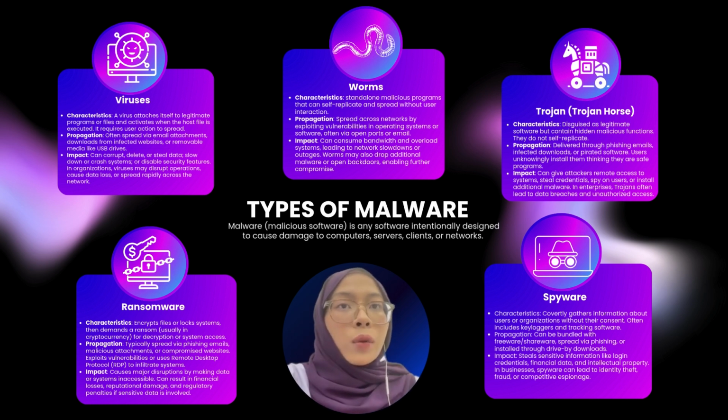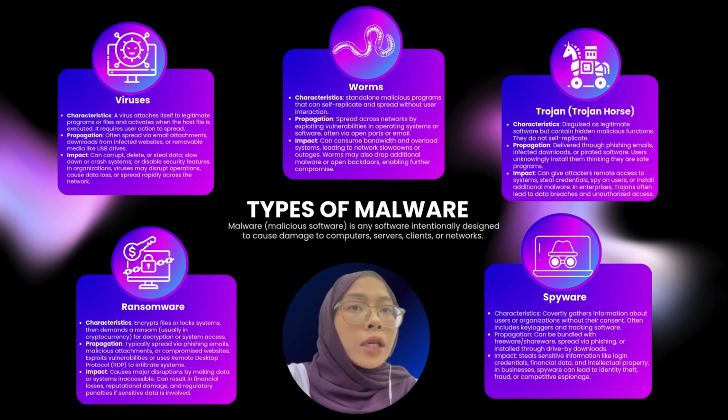The fourth type of malware is the Trojan horse. It disguises itself as legitimate software but contains hidden malicious functions, and it does not self-replicate. It can be delivered through phishing emails, infected downloads, or pirated software. Users may unknowingly install it thinking it is a safe program. It can give attackers remote access to the system to steal credentials, spy on users, or even install additional malware.